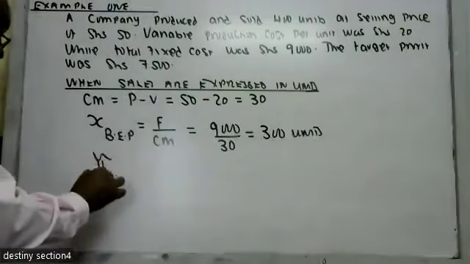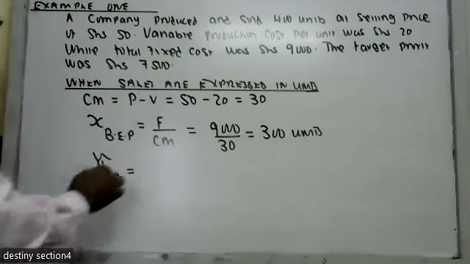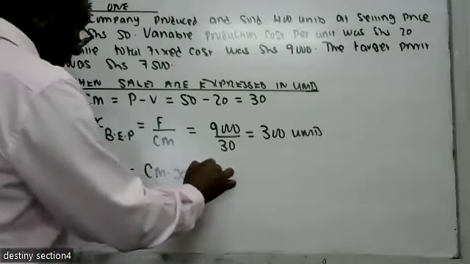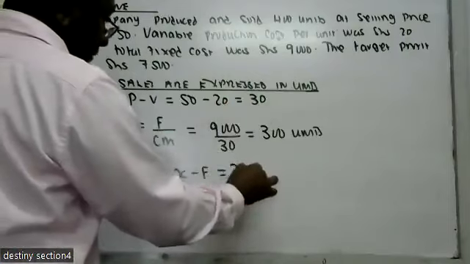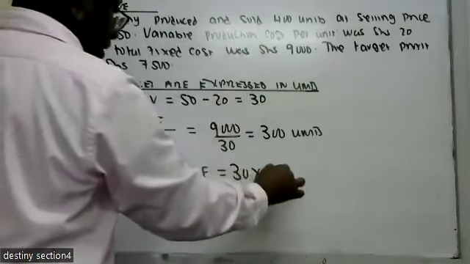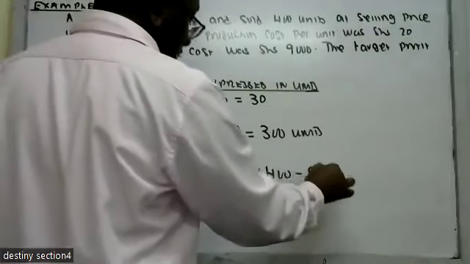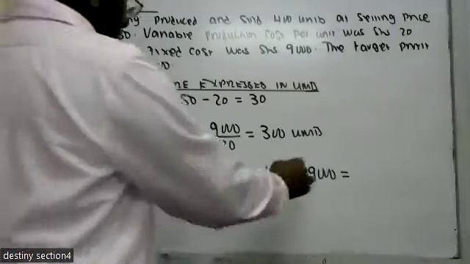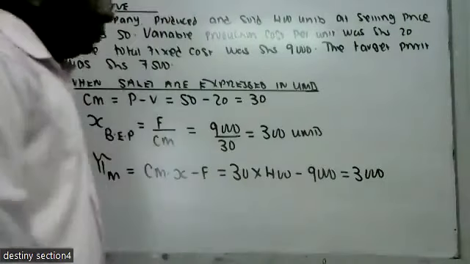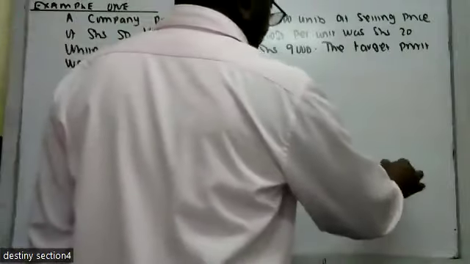If you want to know the profits that have been made, the formula for the profits made is contribution margin times X, minus F. So our contribution margin is 30. Our X is the number of units produced, 400. And our F, we know it is 9,000. So when you work that out, tell me how much that is. Three thousand shillings.